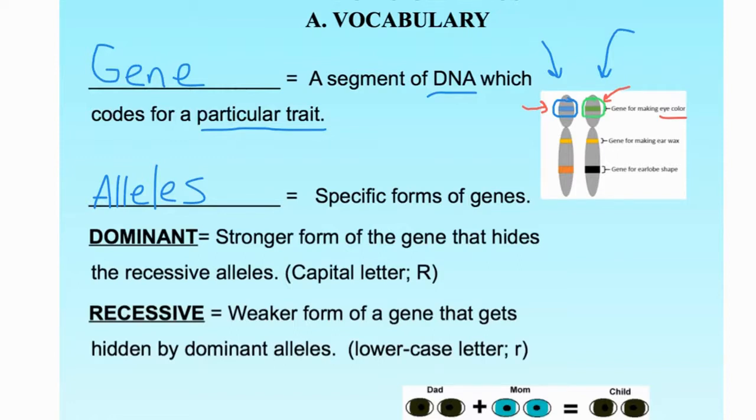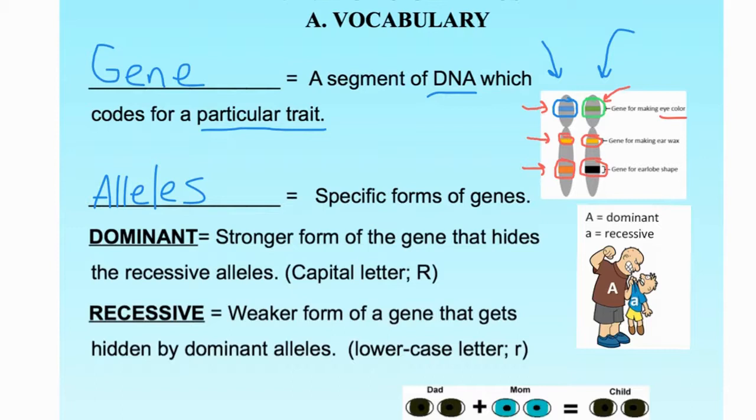And you can see some other genes, some other alleles. Here's the gene for making earwax, and they got both the same allele, so they will make earwax. Here is the gene for the shape of your earlobe. They have different alleles here. So this one could be an attached earlobe, and this one could be a free-floating earlobe. You'll see that later on.